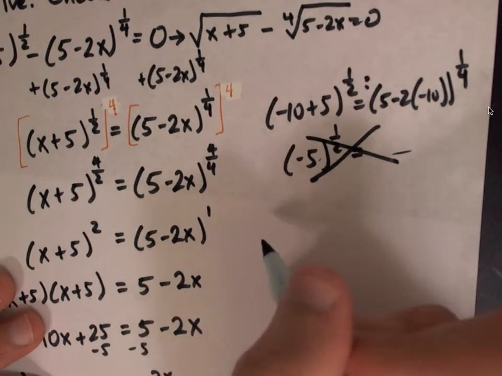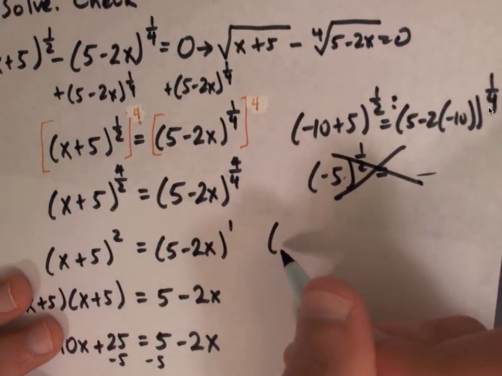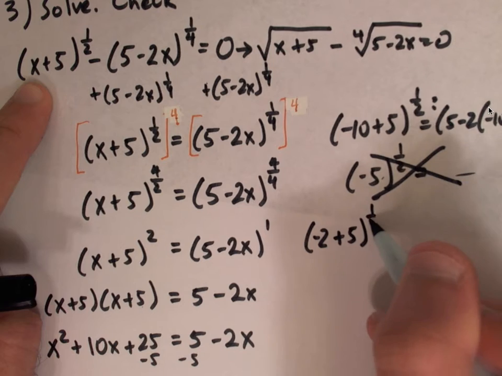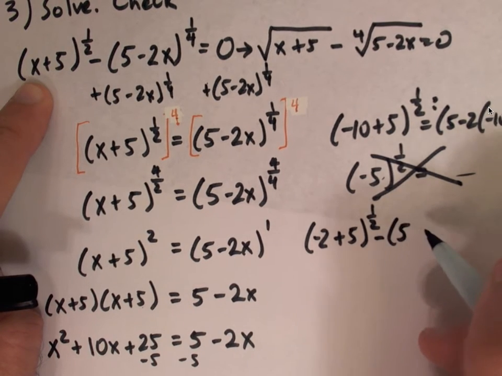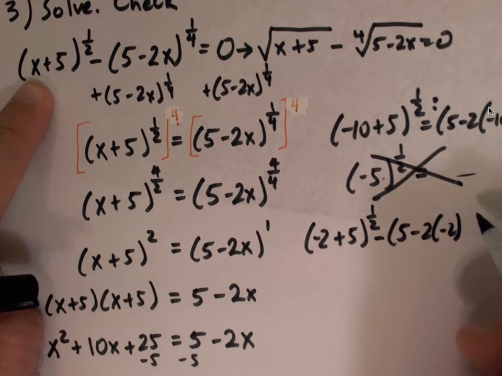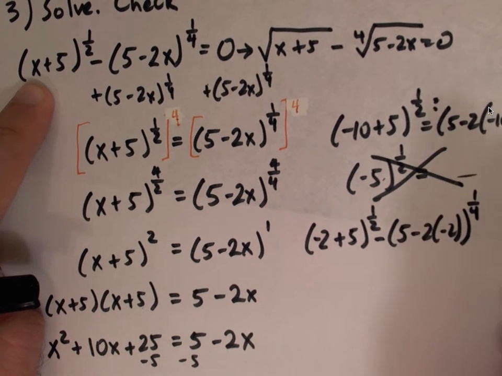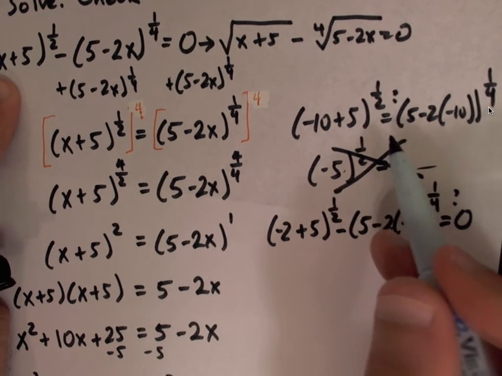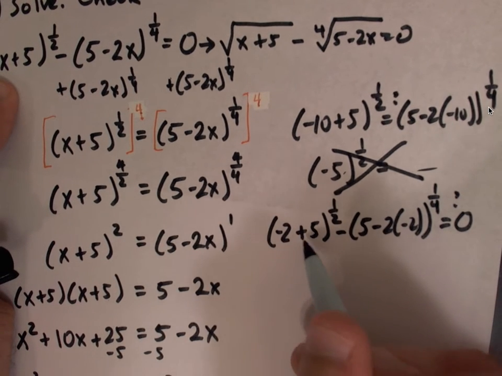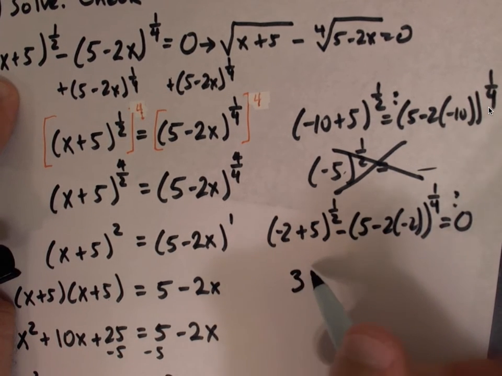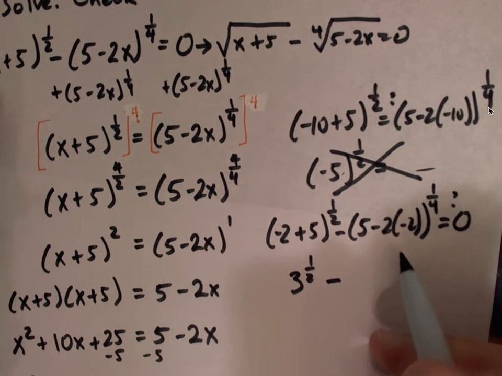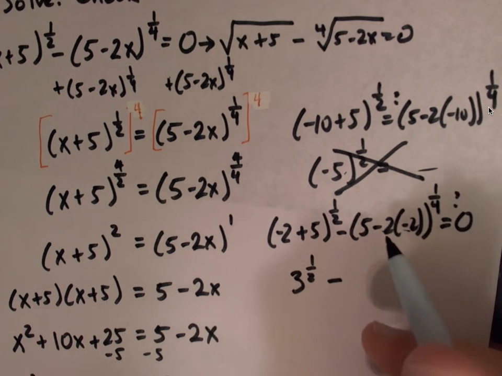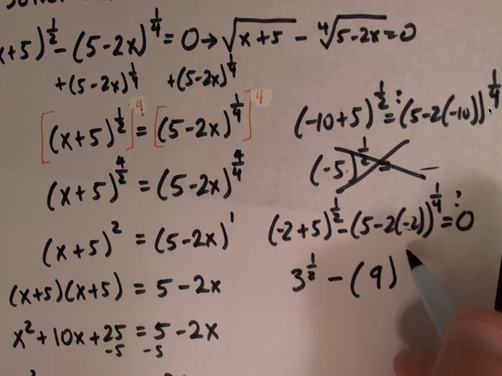Let's plug in negative 2 instead. So negative 2, plug in right here. Negative 2 plus 5 to the 1/2, square root, in other words, equals 5 minus 2 times negative 2 to the 1/4. Does that equal 0? So we're going to get negative 2 plus 5, that's 3 to the 1/2 minus, so what's this? 5 times negative 2 times negative 2, that's a 4. So 5 plus 4. So that's going to be 9 to the 1/4.